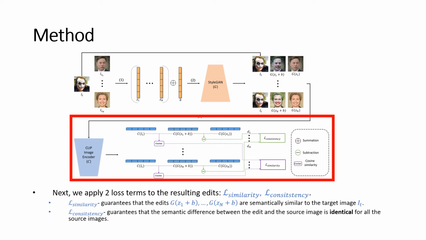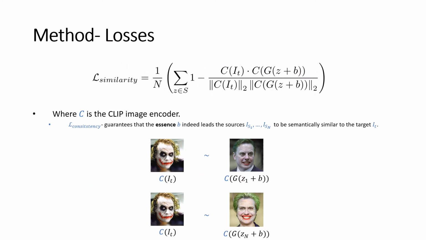Now that we have our proposed edits, Z1 plus B through Zn plus B, we can apply loss terms to optimize the essence vector B. We apply two main loss terms, L_similarity and L_consistency. This is the formulation of L_similarity, where C is the CLIP image encoder. This formulation actually means that we're demanding that each edit, Z1 plus B through Zn plus B, is semantically similar to our target image I_T.